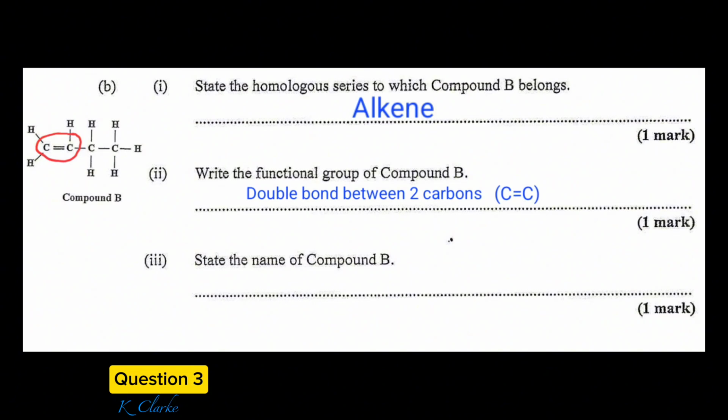Part 3. State the name of compound B. First, number the carbons starting from the double bond. 1, 2, 3, 4. Since there are 4 carbons, the prefix is but. Hence, the name is butene.